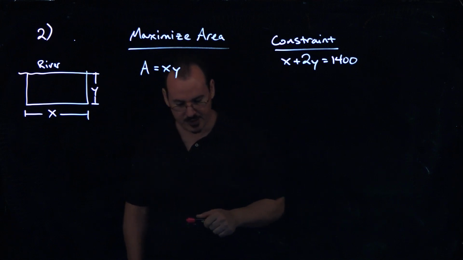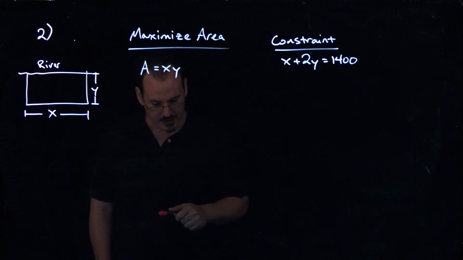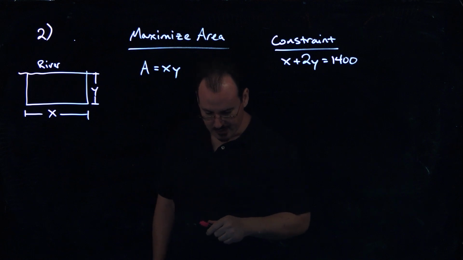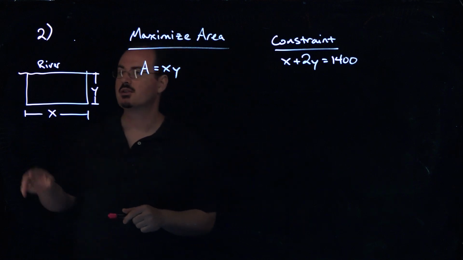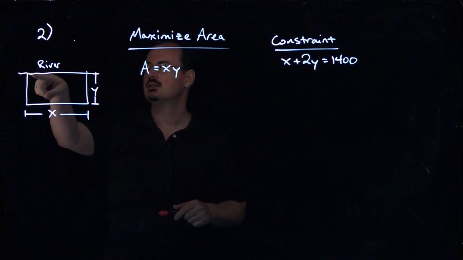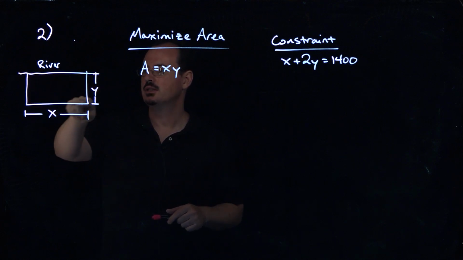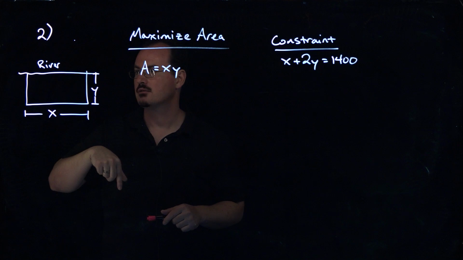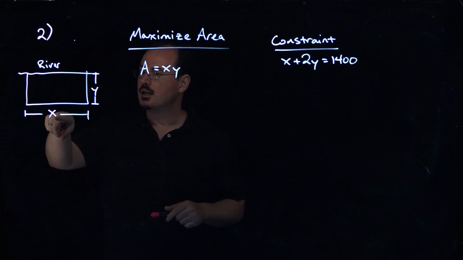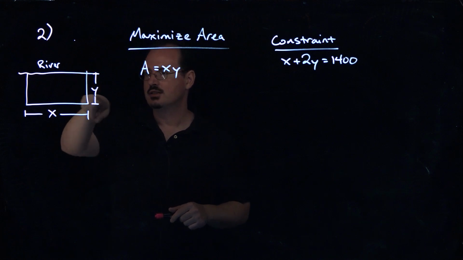It says let x represent the width of the field, find the value of x leading to a maximum area, and find the maximum area. So I've got a picture of the situation here. Let's say that this is the river. There's no fence there. We're going to put a fence here, here, and here to enclose this area. It says to let x be the width, so I've done that, and then I've identified this length here to be y.